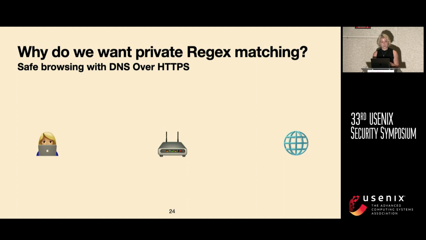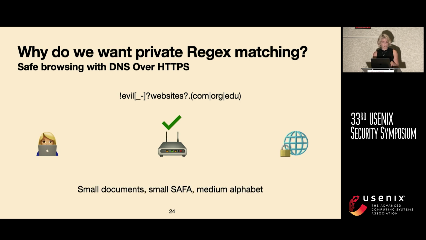Another application we considered is safe browsing with oblivious DNS over HTTPS. Oblivious DNS over HTTPS provides privacy to clients on a network, but a network administrator might want to make sure that clients aren't going to sites with malware. With Reef, we're able to essentially provide both the privacy of ODOH as well as the security seen in traditional network administrative settings. In this case, we're working over small documents, small SAFAs, but a medium-sized alphabet, which is ASCII.